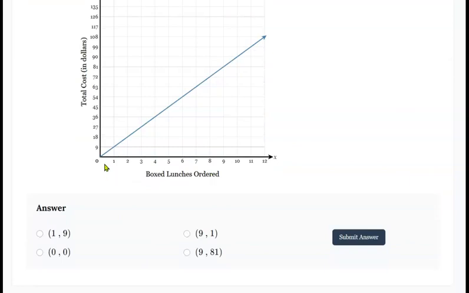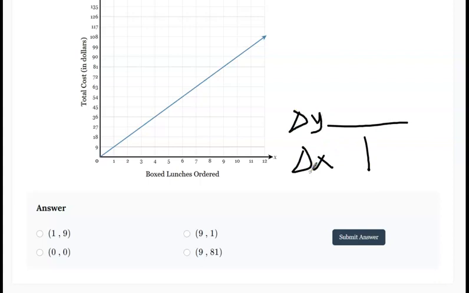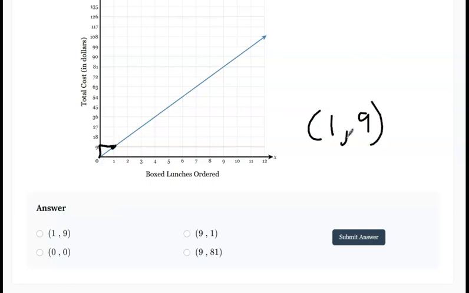The unit rate has to have a 1 in the x position, right? So from the origin, if I rise however many, and I run over 1, I would have to be on the graph. That's a unit rate. So for us, I would rise 9 and run 1. So this is the unit rate, that point, 1, 9. Unit rate has to have a 1 in the x position.